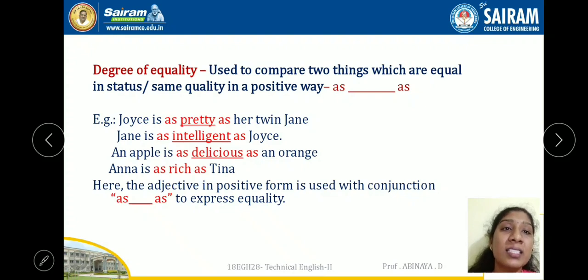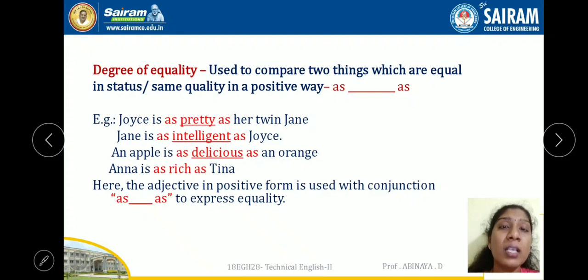Jane is as intelligent as Joyce. Both have the same intelligence. An apple is as delicious as an apple. Both have the same taste. Anna is as rich as Tina. Both are the same in money. Equal in money. Okay, equally rich.